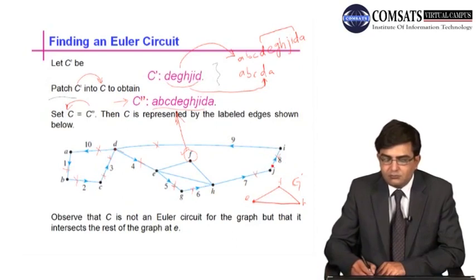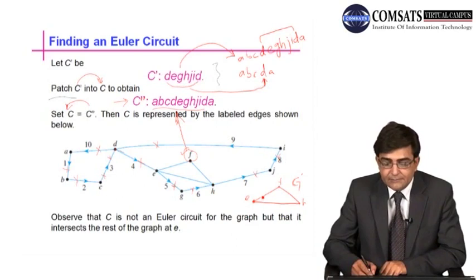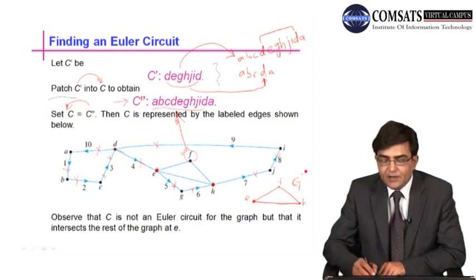Now what are the common vertices in C and G dash? These E and H are common vertices, because H is also in circuit C, and E is also in circuit C. Now there are two vertices which are common to the circuit C and the graph G dash. Now we can pick any vertex, E or H. Any vertex, it's up to you.